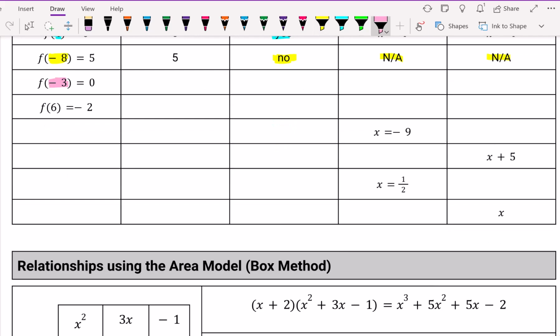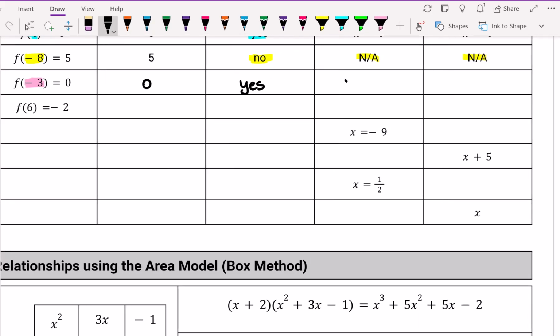In the next case, if you plug in negative 3, you wind up with a result of 0, which means you have a 0 as a remainder. Yes, that is going to be a solution. So I'm going to write the solution as x equals negative 3. Whatever you plug in will be the solution as long as the result is 0. But then you can go backwards and say that the factor is going to be x plus 3. Make sure that these are opposite signs. Next line says, what happens if you plug in a positive 6?